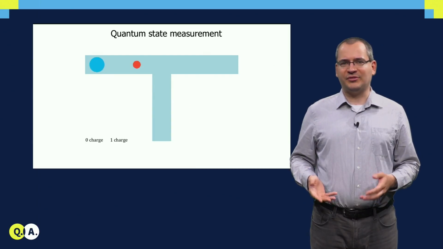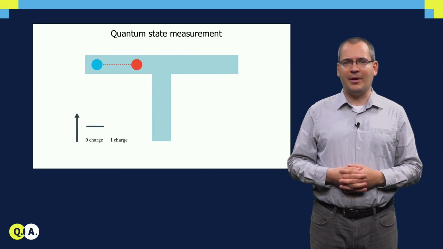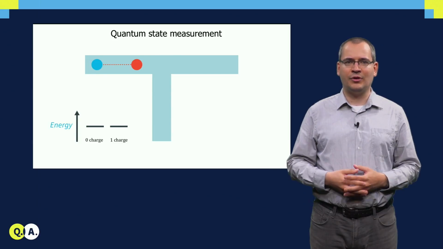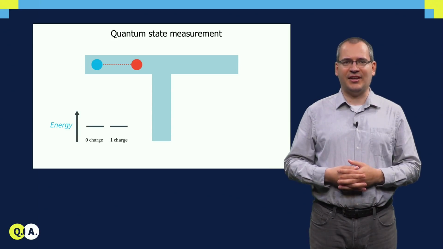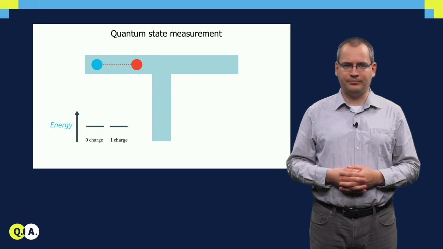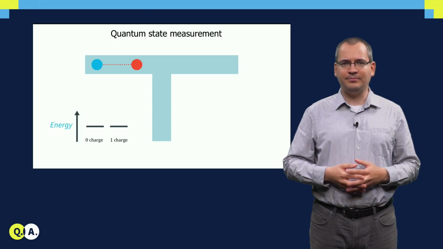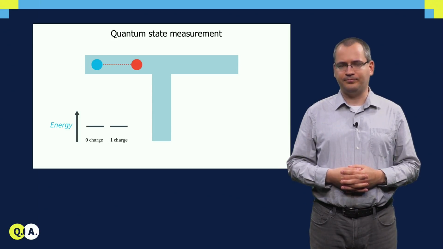Let's go on to the quantum state measurement in this scheme. Remember that a pair of Majorana states encode either 0 electron or 1 electron charge, and these states are degenerate, that is, they are at the same energy level. If we want to distinguish between them, we have to break this degeneracy.